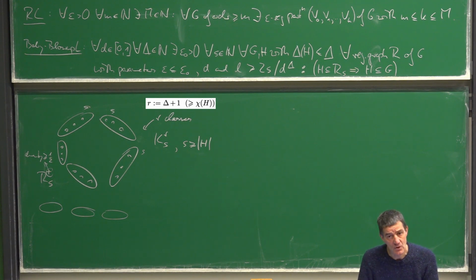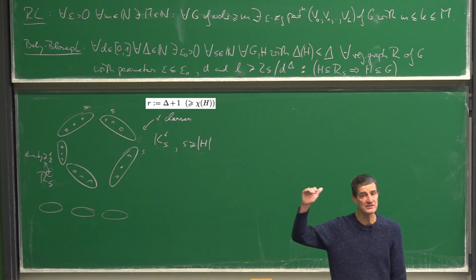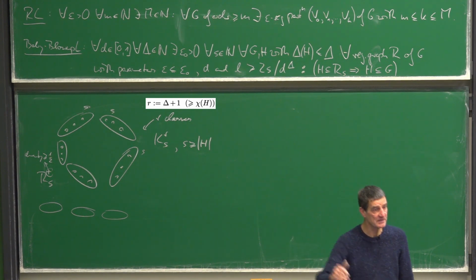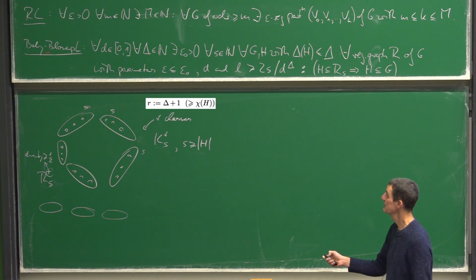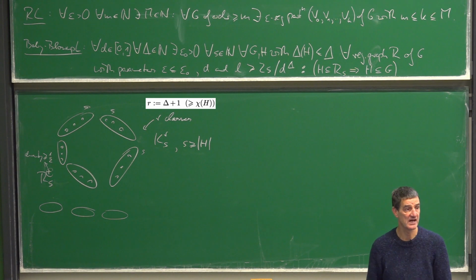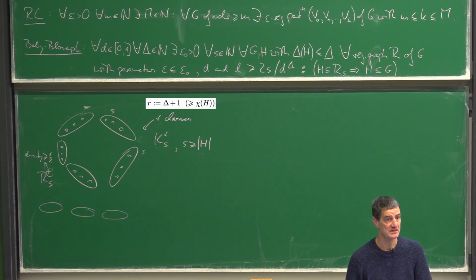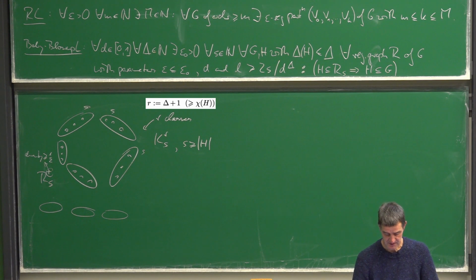And the answer is no, because we need the boundedness of big delta, not only in this argument, but we'll also need it in order to apply the blow-up lemma. Remember here, the max degree also had to be bounded. So we need it twice, and just bounding the chromatic number of H is not going to be good enough.